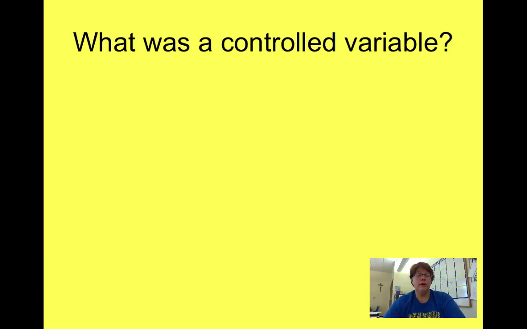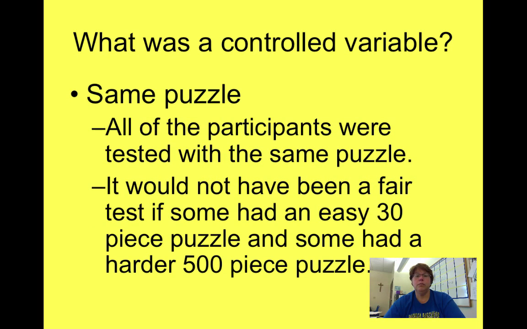What was the control variable? So what thing in there stayed the same every single time? The puzzle was the same. They didn't try different kinds of puzzles. They kept using the same puzzle but on different ages of people. All of the participants were tested with the same puzzle. And it would not have been a fair test if some had an easy puzzle and some had a harder puzzle.